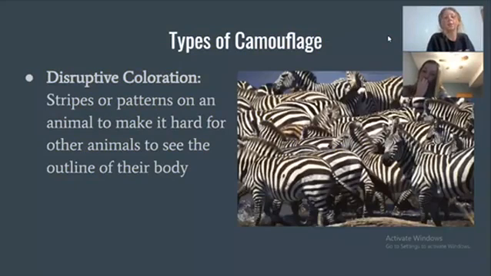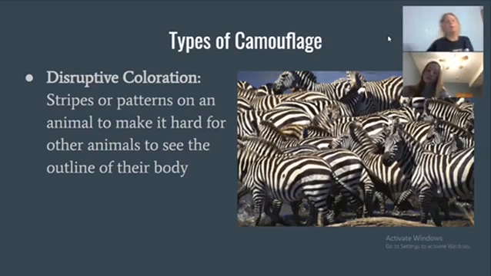Our second type of camouflage is called disruptive coloration, and that's when an animal uses the stripes or patterns on its body to make it hard for another animal to see the outline of their body and how many there are. If you look at the zebras, there's a bunch of them and it makes it hard to see how many there are.